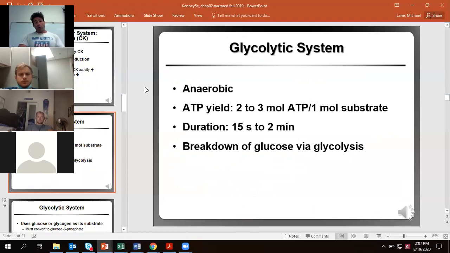We then have our anaerobic glycolytic system. Okay, this is going to be the one that's going to give us 2 to maybe 3 ATP if we started from glycogen for every 1 mole that we put in. It's only going to last us about 15 seconds to 2 minutes, and it is miserable, absolutely miserable.